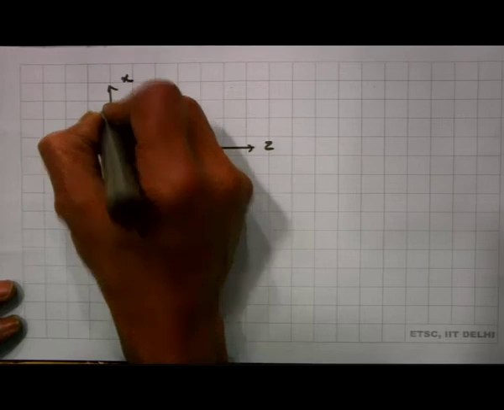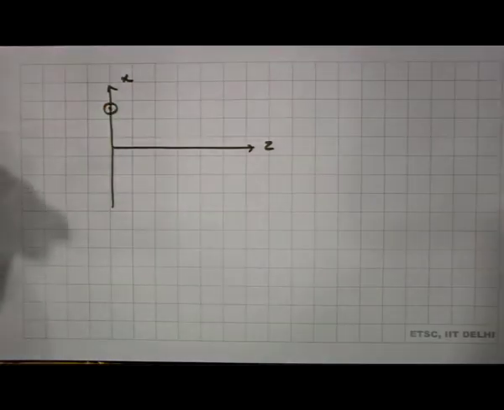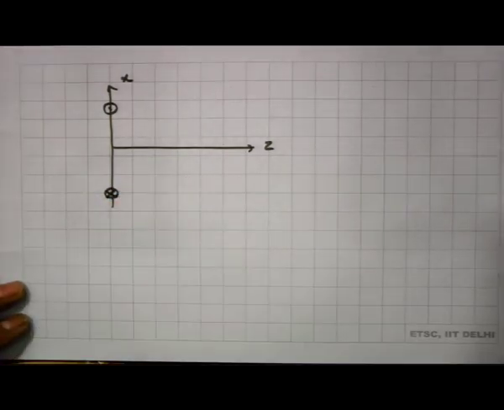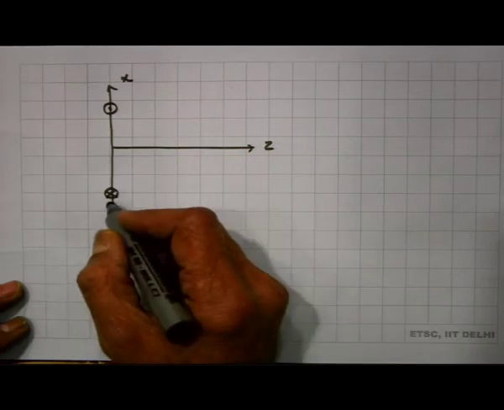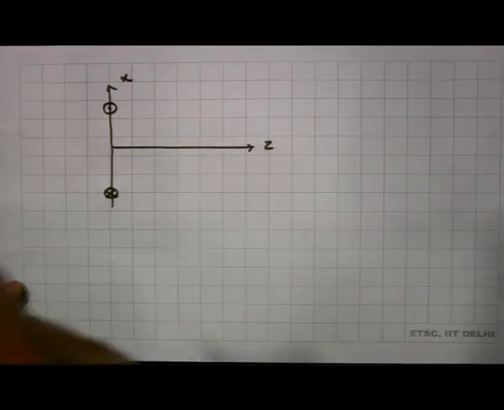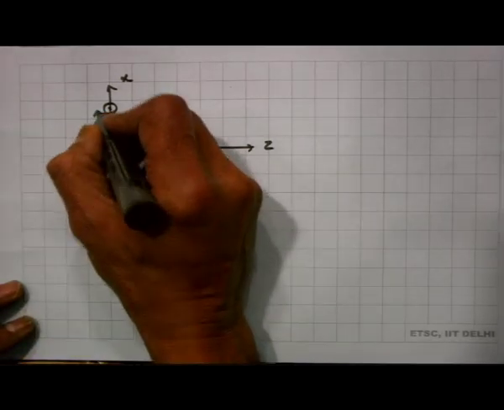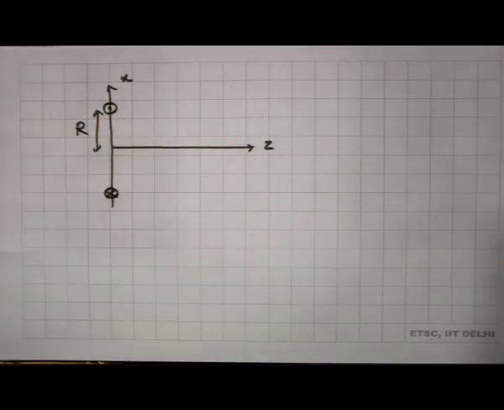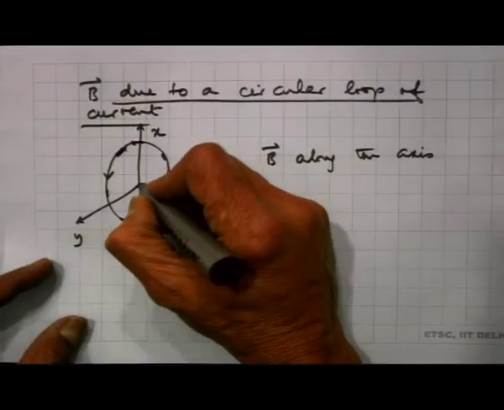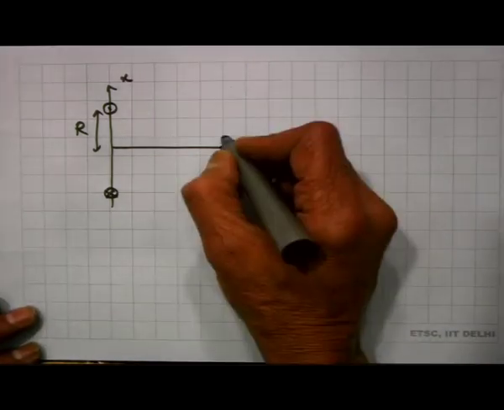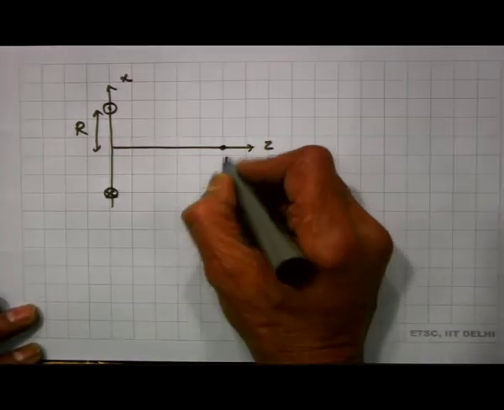This is a point in the center of a circle, meaning the arrow is pointing up, which means the current is coming out of the paper. Here at the same distance on the other side, I will plot the end of the arrow, and that is the current going into the page of the paper, and this is the radius of the current loop, capital R. So, this is the XZ plane, and my problem is to find out the magnetic field at this point P.